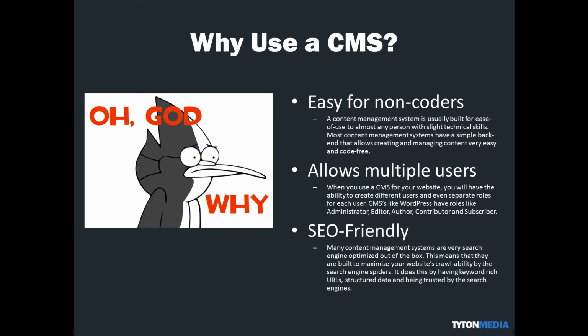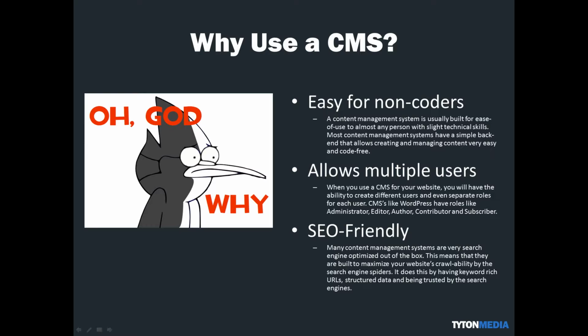Many content management systems are very search engine optimized out of the box. This means that they are built to maximize your website's crawlability by the search engine spiders. It does this by having keyword-rich URLs, structured data, and being trusted by the search engines.